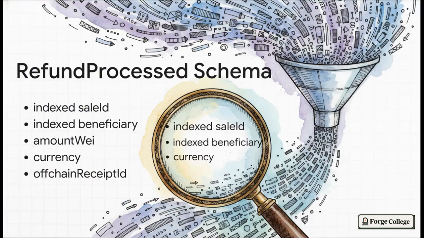Which brings us to section 4, contract schema, Solidity event design. Now, we are definitely not going to solve this mystery by manually checking 420 transactions. No way. Instead, we draft our first blueprint, a minimal, highly efficient Solidity event schema named RefundProcessed. Our schema fields are indexed saleId, indexed beneficiary, amountWei, currency, and offChainReceiptId. By indexing the sale ID and beneficiary fields, our script can quickly filter logs later. It's an absolute lifesaver for your querying performance.